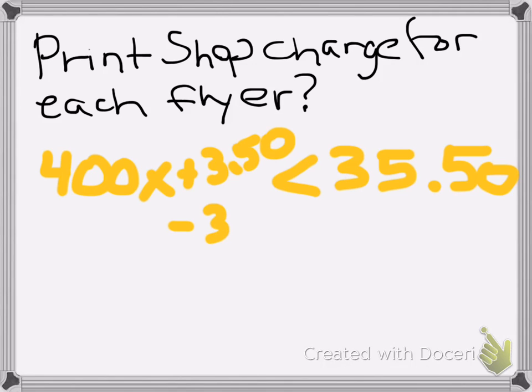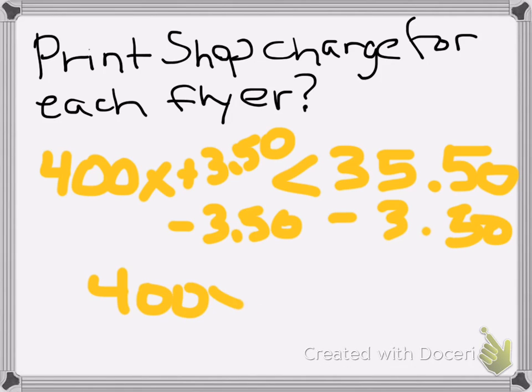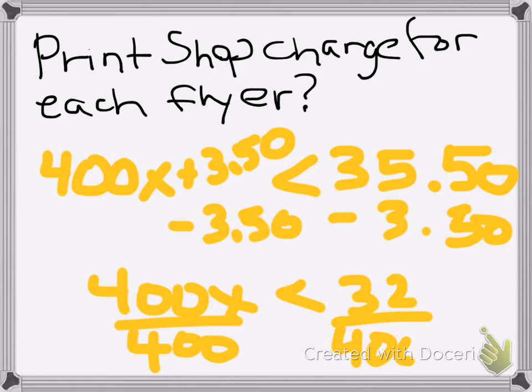Now we're just going to solve to try and get how much each flyer is worth. So I have 400x is less than 32, and I need to divide by 400. So I'm actually going to get a decimal here, which if I'm talking about money, I want to put it in cents. So it's going to be about 8 cents, or 0.08, as our answer. That says 0.08.